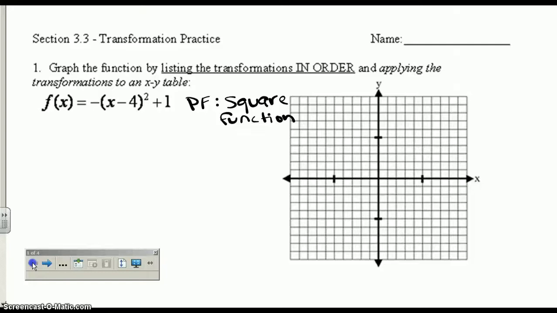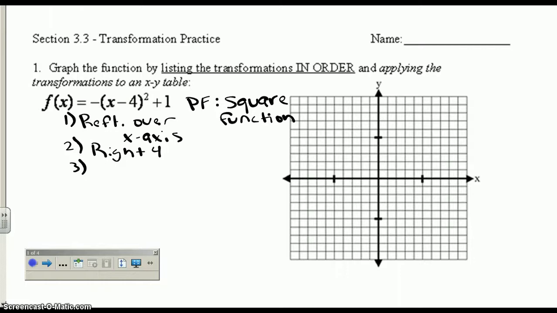So I'm going to write out my transformations here. First, I see that negative sign outside of the parentheses. So that means a reflection over the x-axis. Next, I see that I'm doing my x transformation, so it's moving to the right 4 because it's a negative 4 inside that parenthesis. So right 4. And lastly, I see the plus 1 on the outside, so that means I'm going up 1 unit. So these are my three transformations, and this is the order I'm going to go in.